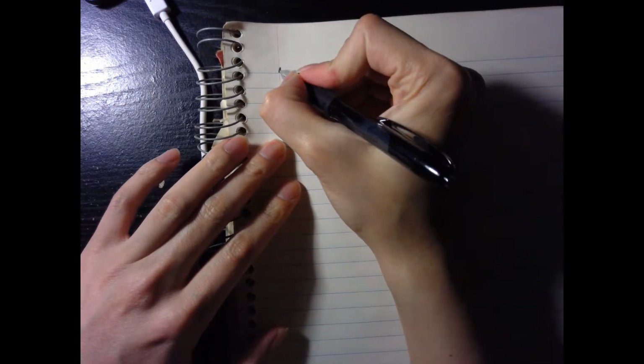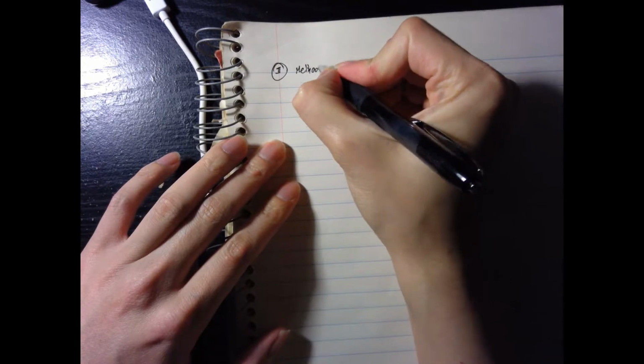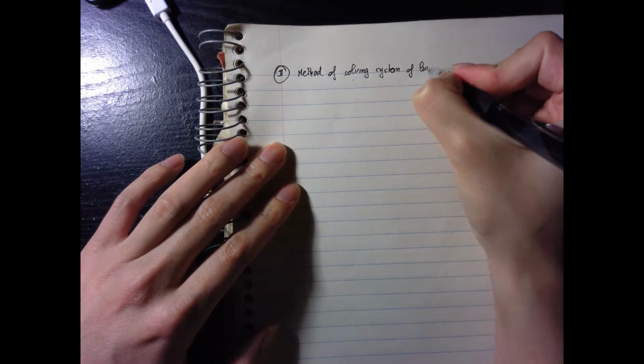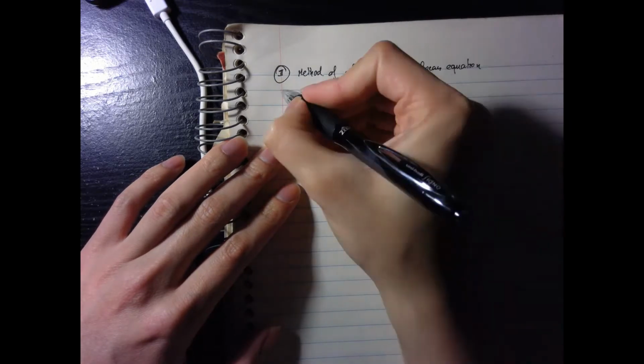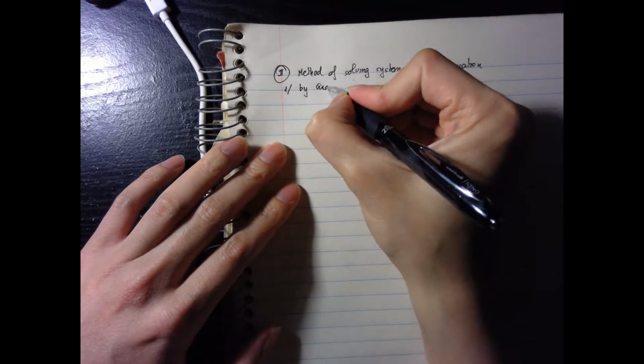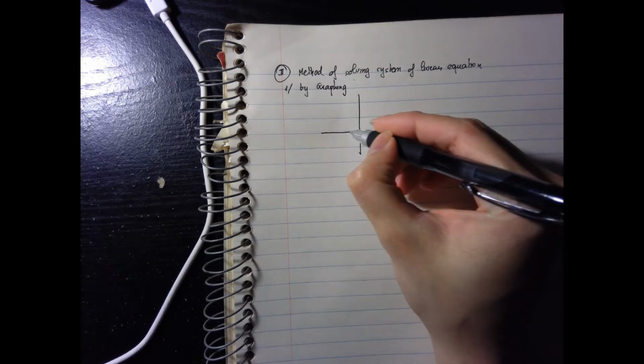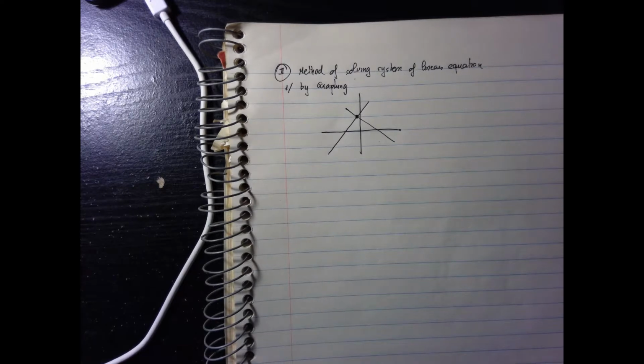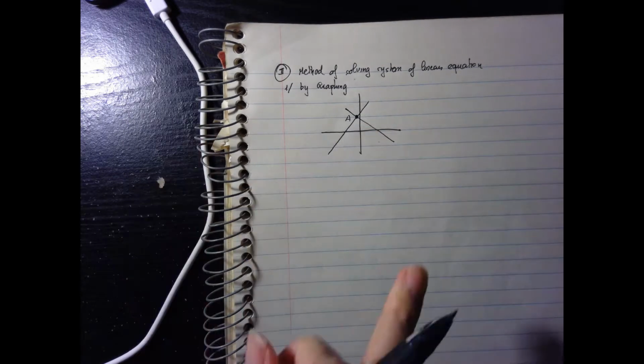Okay, so let's jump to the methods of solving a system of linear equations. In the first method, we solve it by graphing. In this method we graph two lines, and we find the intersection point of the two lines. The coordinates of the intersection point will give you the solution of the system of equations. So for example, if I have a graph like this, and two lines intersect each other at this point, the coordinates of this point, which I call point A over here, is the solution of the system of linear equations.